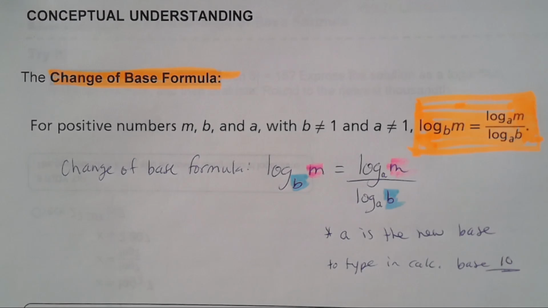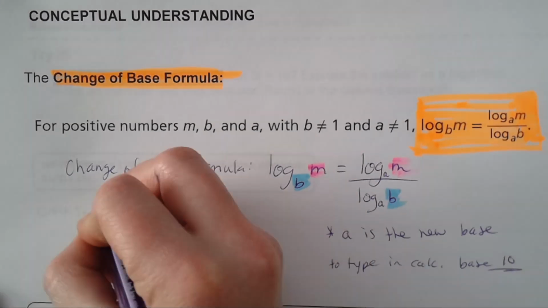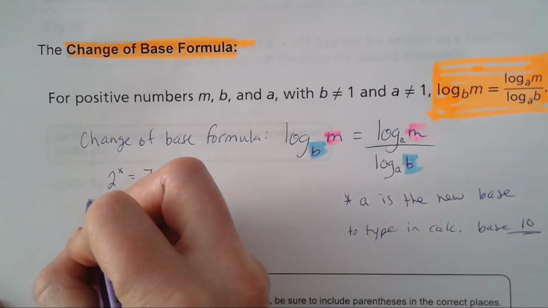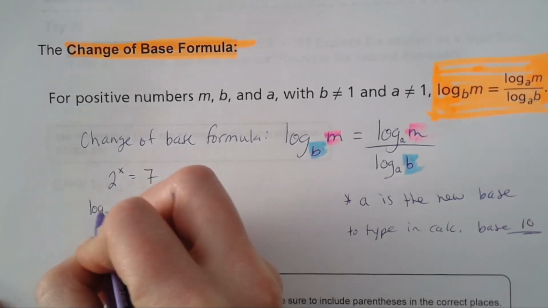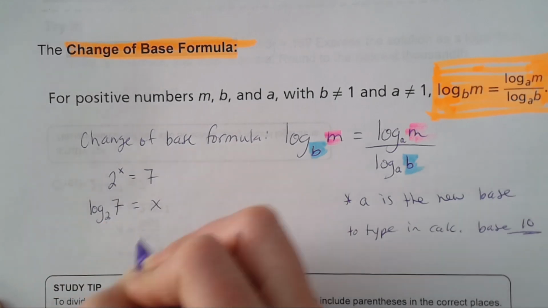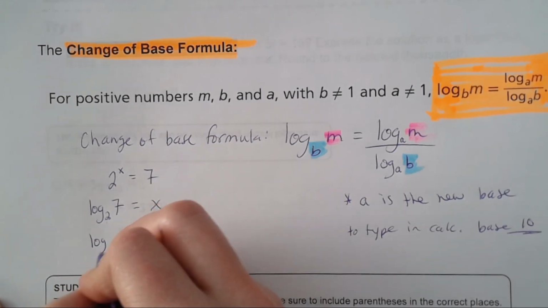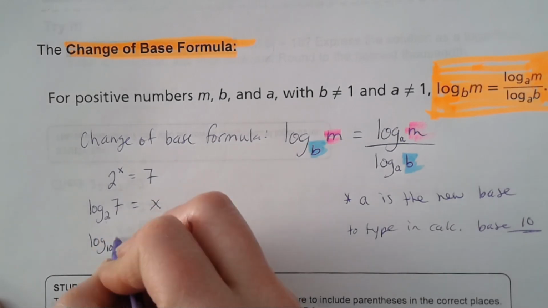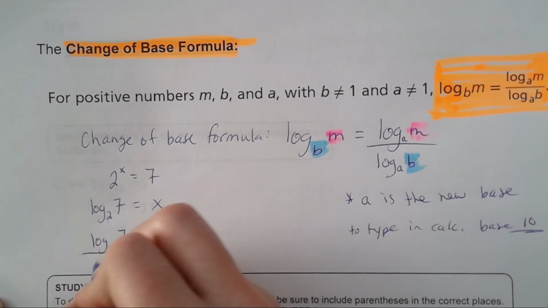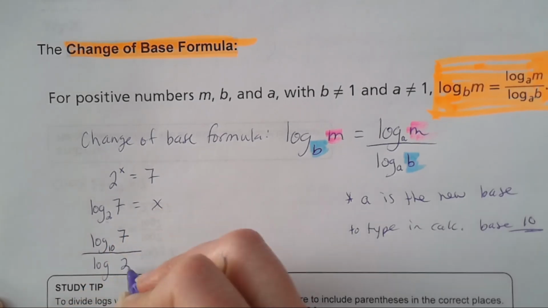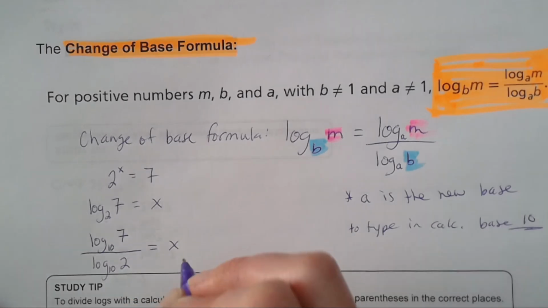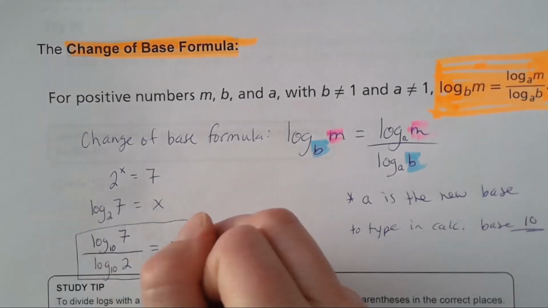So let's take our example. We had 2^x equals 7. We converted to log form, so I had log base 2 of 7. And if I want to be able to type this in my calculator, this is going to now change to a base 10. The big number is on the top. The base goes to the bottom, but it becomes the big argument. And there is my change of base. Notice that this would be 10.